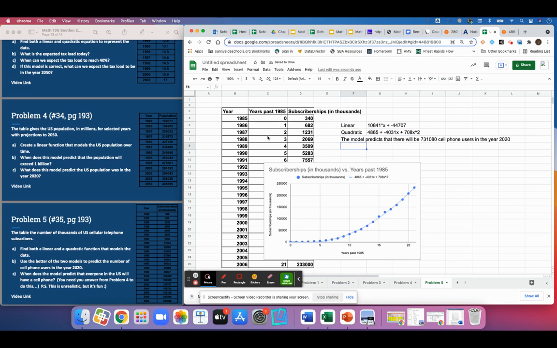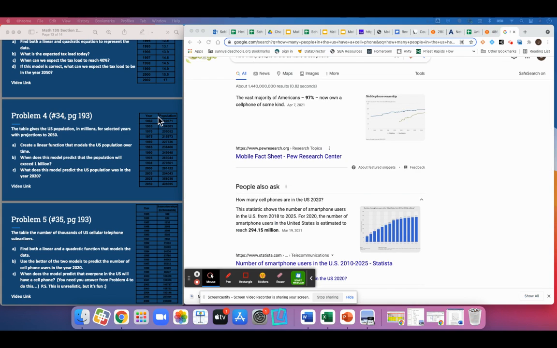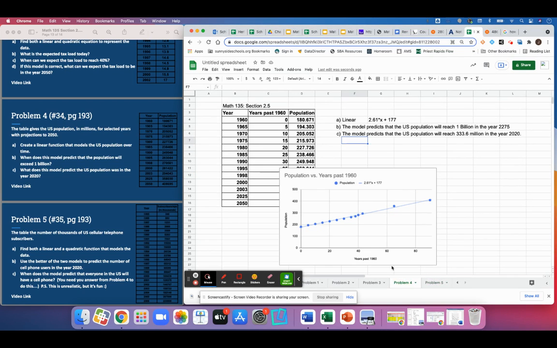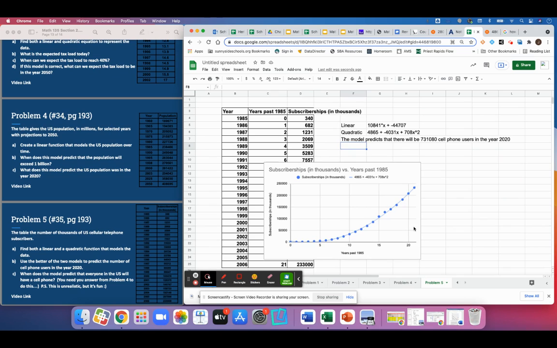All right. I wonder how many there really are. I'm going to check, and I'll be right back. So this, everyone, says that in America, 97% of people now own a cell phone of some kind. And if we go back to problem 4, there were 333 million people, 333.6 million. So this number is way low. That's actually sort of staggering.